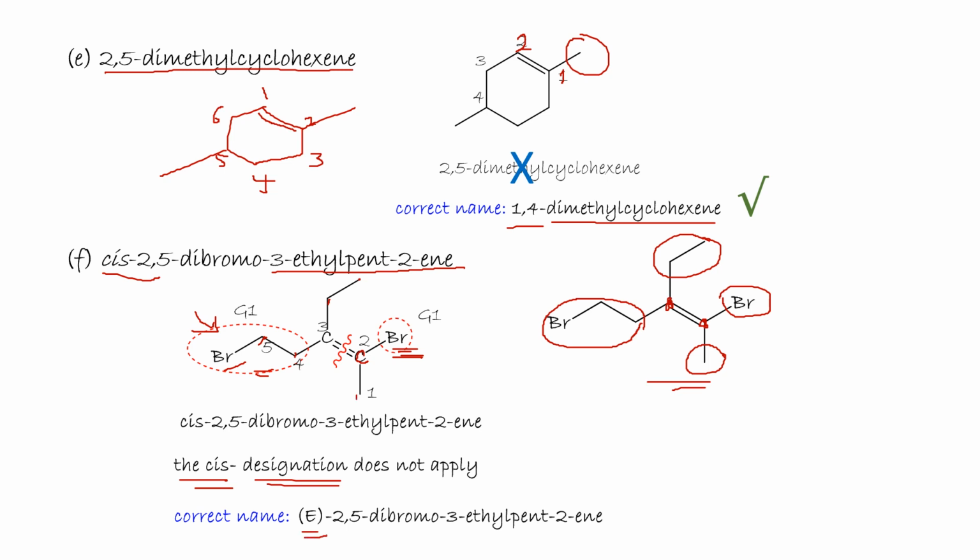1, 2, 3, 4, 5. So it's 2 and 5 dibromo. On carbon number 3 we have ethyl, hept-2-ene. So the name is E-2,5-dibromo-3-ethyl hept-2-ene.